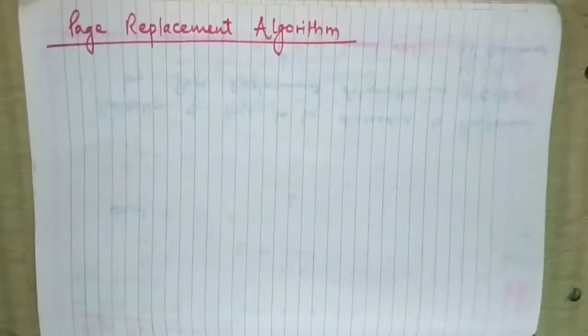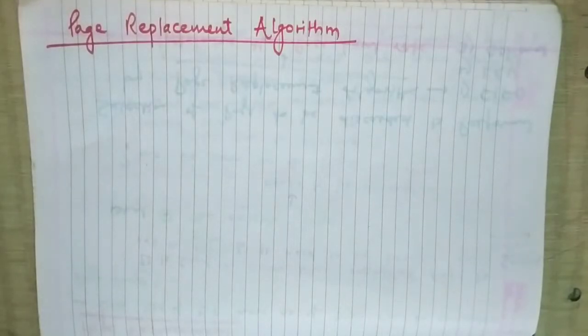Okay, so starting with the next topic, that is page replacement algorithm. In the previous video we have seen the page replacement concept, why there is a requirement of replacing the current page. If there is a requirement of any page which is in the disk space, then we need to bring that particular page from disk space to the main memory in order to execute the process. So for that reason we need to replace the page.